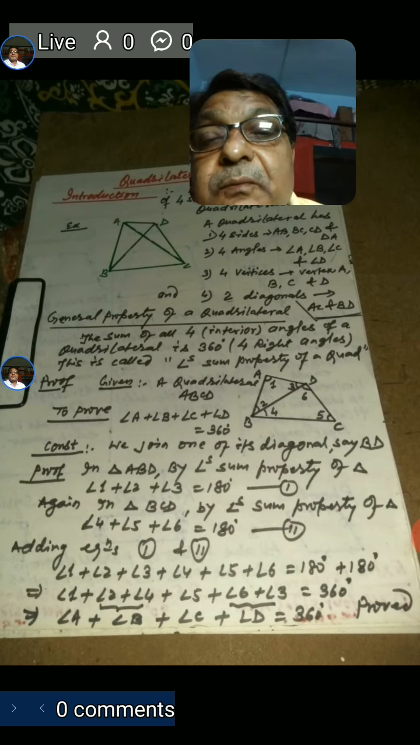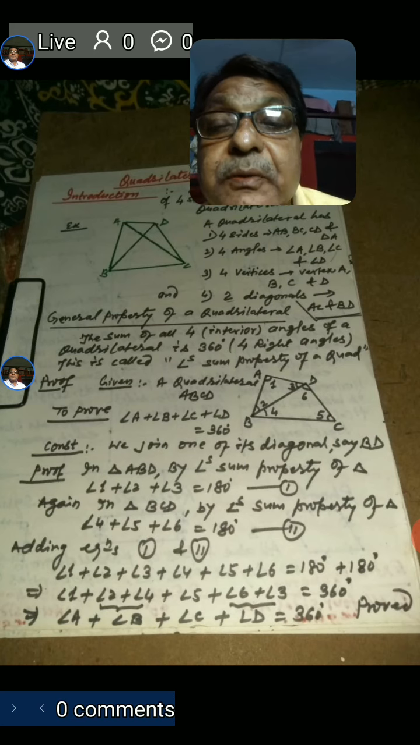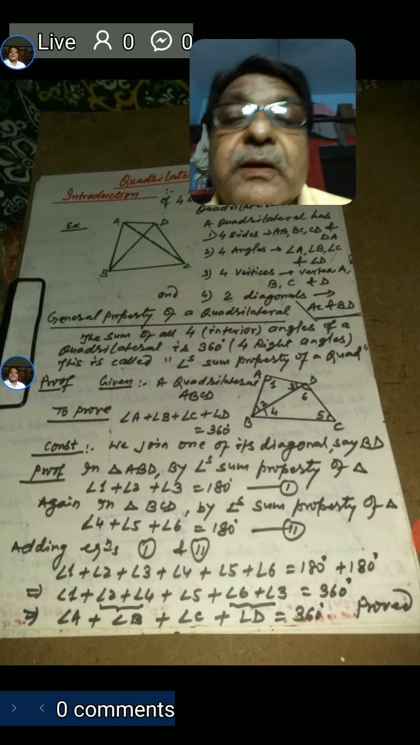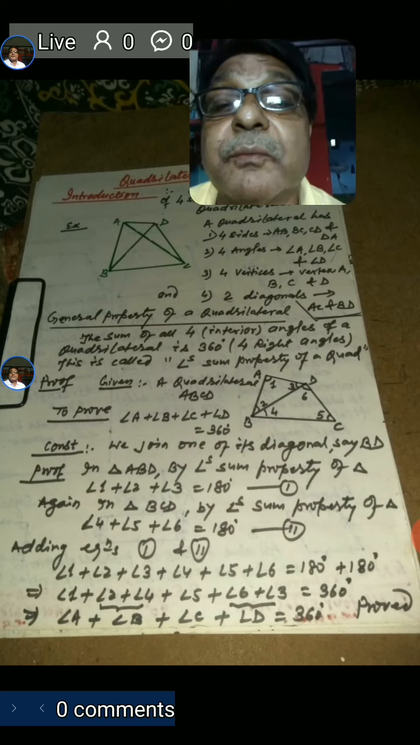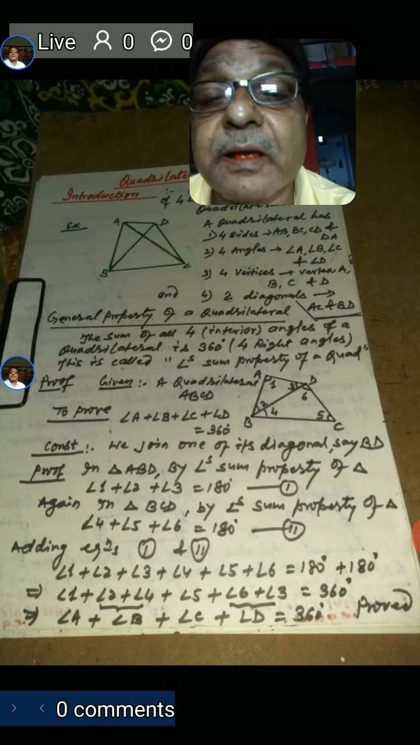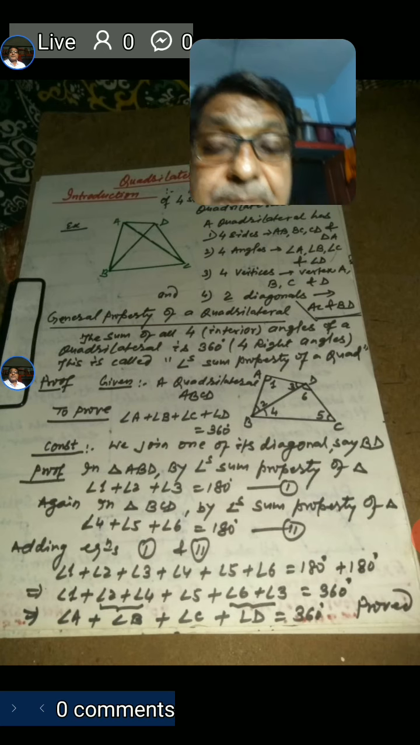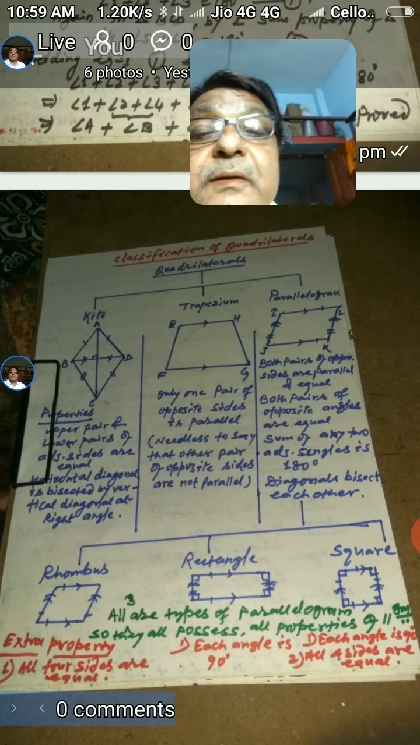So in this way we get the result that angle A plus angle B plus angle C plus angle D is equal to 360, which proves our statement that the sum of all angles of a quadrilateral is equal to 360 degrees. Okay students, now I think it is clear.